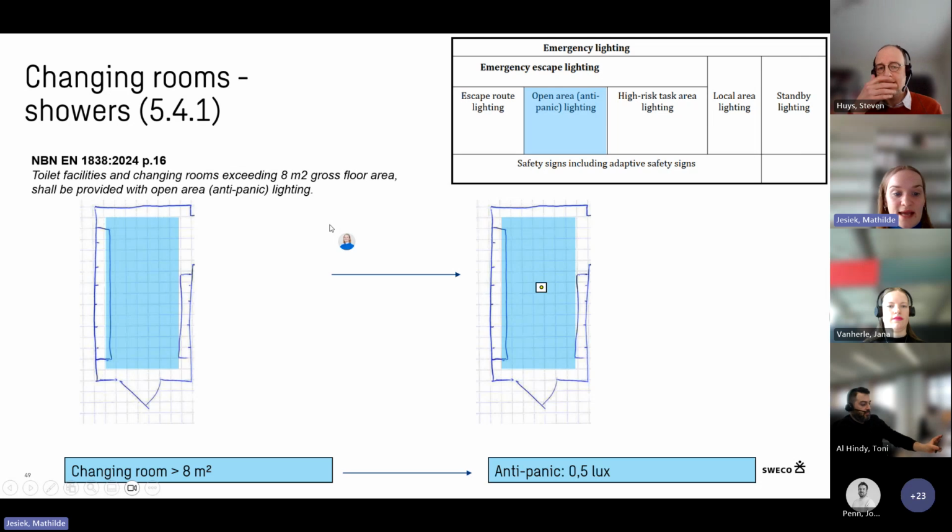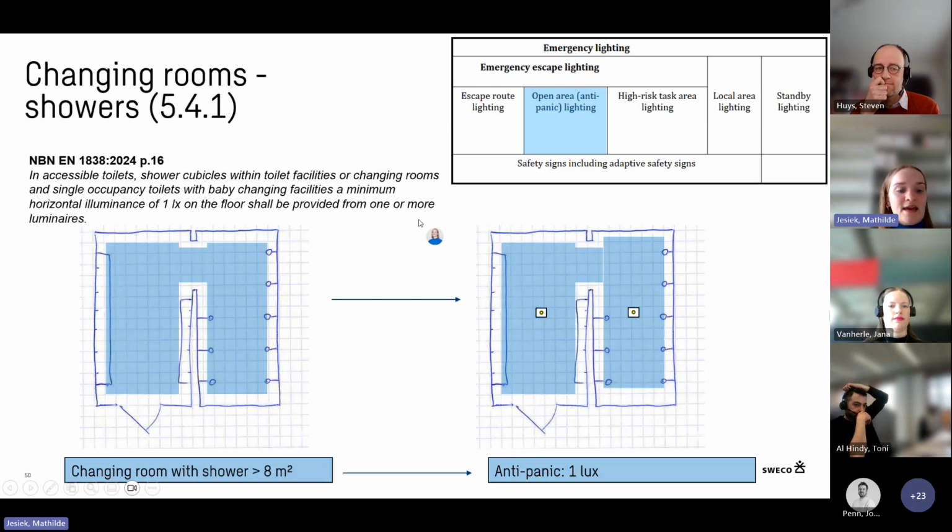In showers and changing rooms. So a standard changing room, half a lux is okay. So just put your luminaires so that we have half a lux anti-panic lighting. If you have showers in combination with dressing rooms, it will become 1 lux. So then you will also need to place in the showers an emergency lighting, and if needed, you will need to place more. But we believe that with this fixture, you will, in most cases, also have your 1 lux. But this will be explained also in the design guidelines with the tables, how many fixtures exactly you need to place.